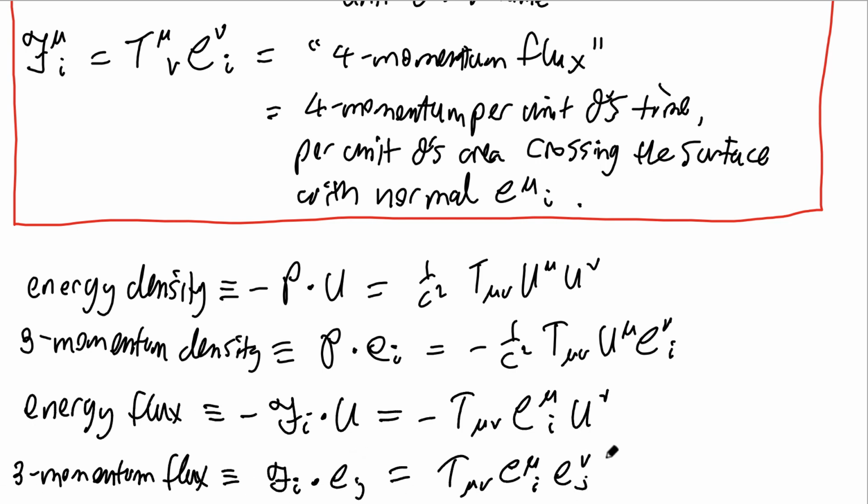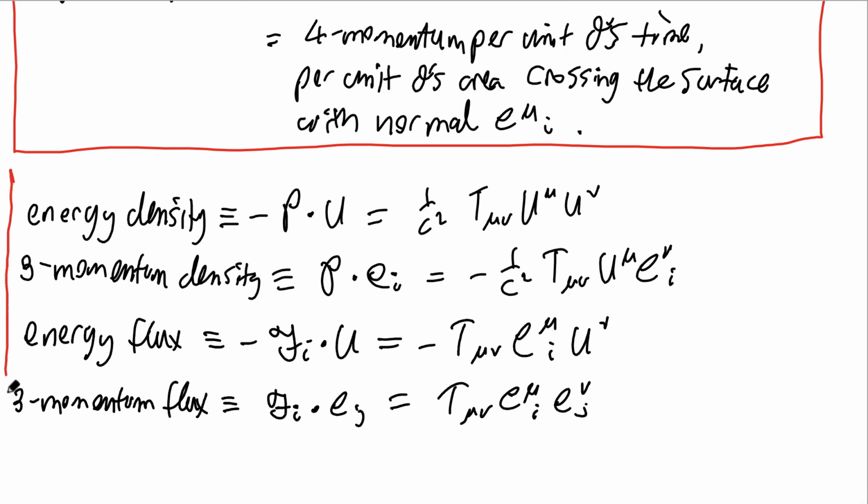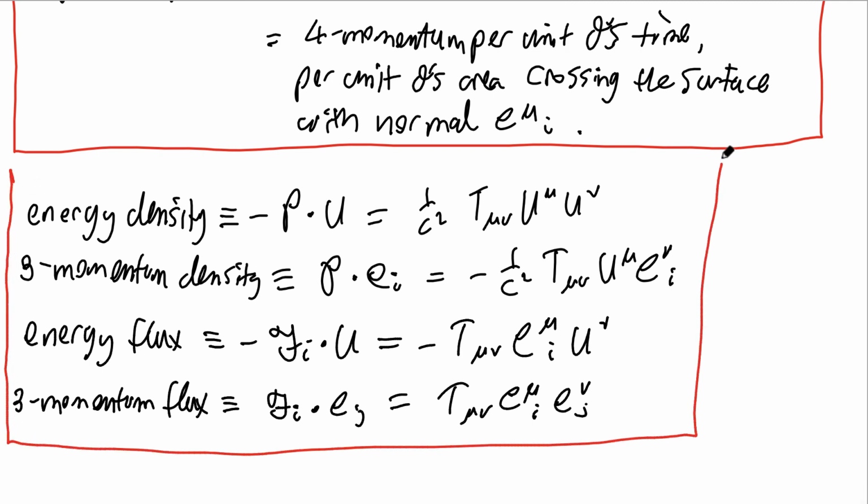This is a momentum flux, so it's the rate at which the ith component of momentum crosses a unit area with perpendicular given by E sub j. And similarly, the energy flux is the rate at which energy is crossing a unit area with normal given by E sub I. And the 3-momentum density is the density of the ith component of momentum. So these are our basic definitions that give physical meaning to the stress-energy-momentum tensor for the observer O.